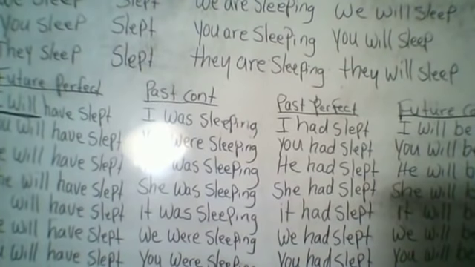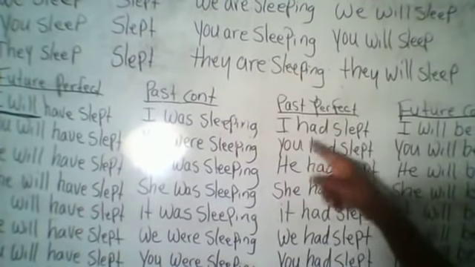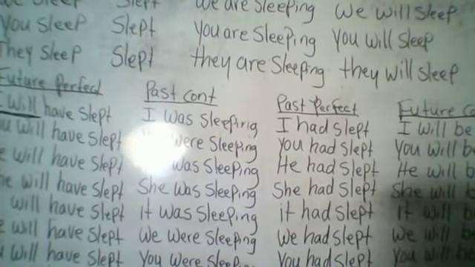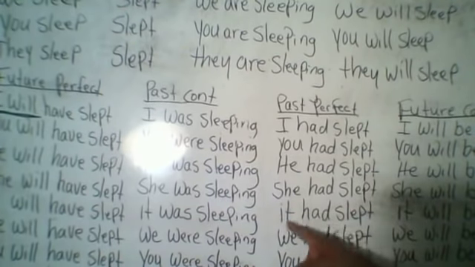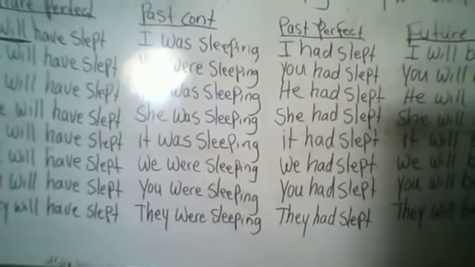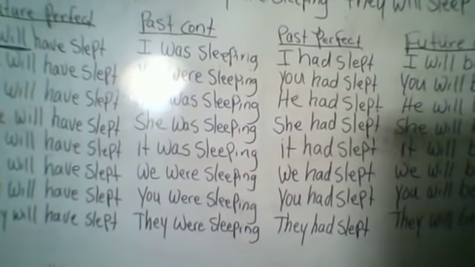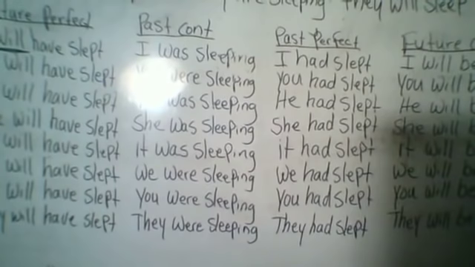You look right here, present perfect. I have slept. Okay? This is present perfect. But if I'm talking in the past perfect, I no longer have it, I had it. So you're going to say, I had slept, you had slept, he had slept, she had slept, it had slept, we had slept, you had slept, they had slept. Right here, this is the past, okay? Over here, present perfect. On the other side, it's the present perfect, okay?